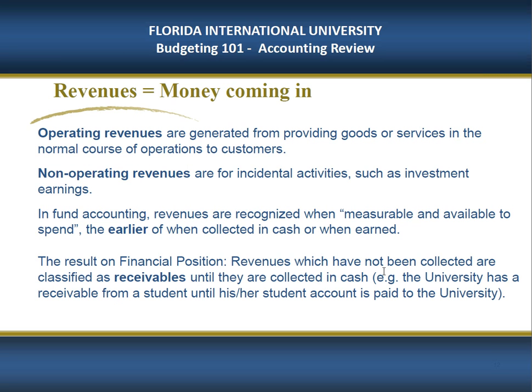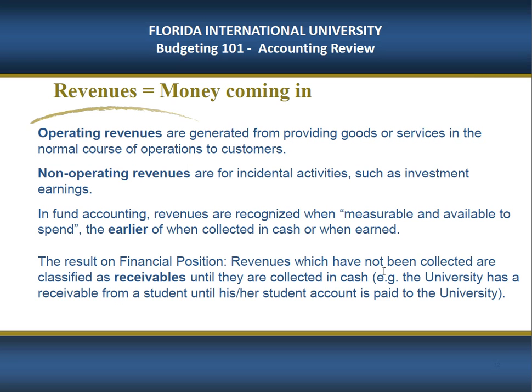We also receive monies from federal and state agencies to do research. We call these grants. And then we also receive donations for charitable purposes. Those are tracked through the FIU Foundation. These are examples of operating revenues. You will notice that each one of these is tied to a specific source. Each one of these represents a funding source, and in fund accounting we must segregate activities by funding source.